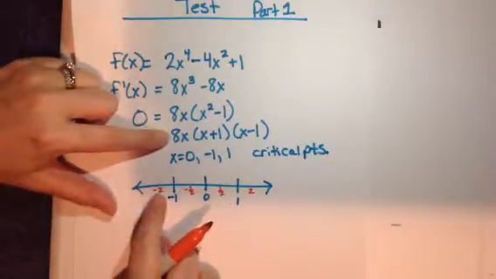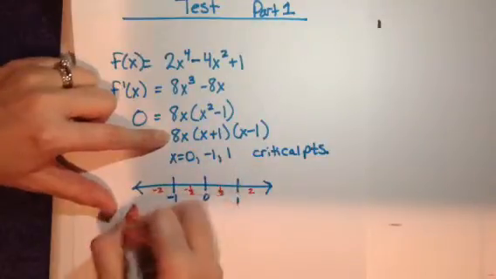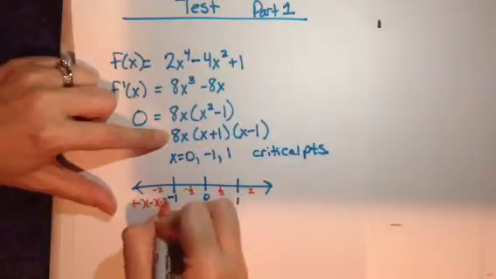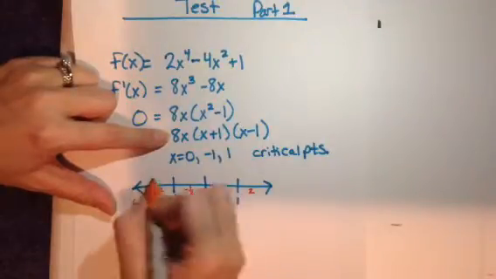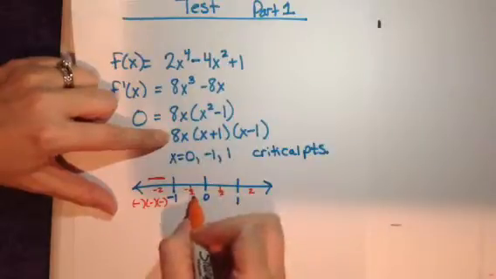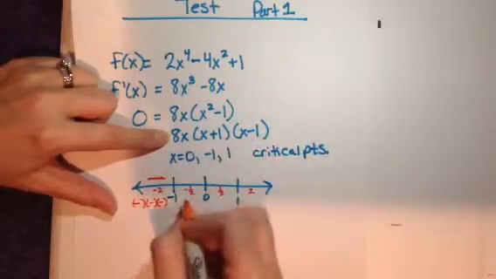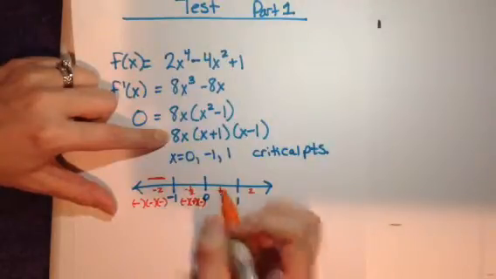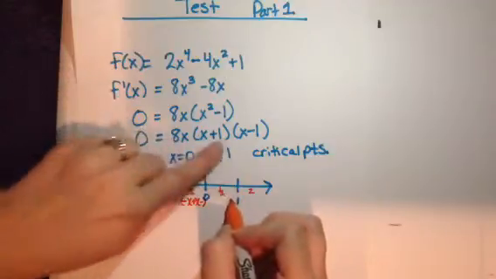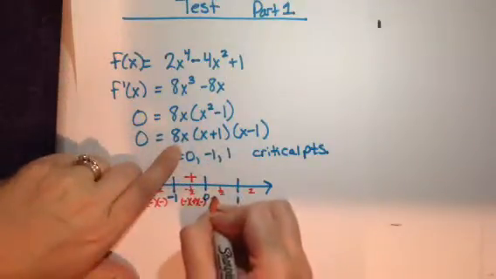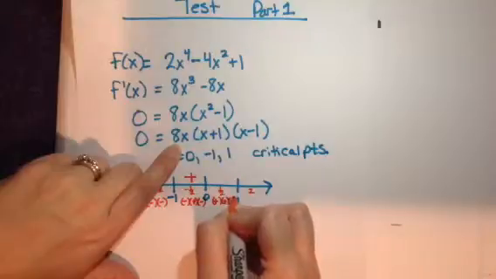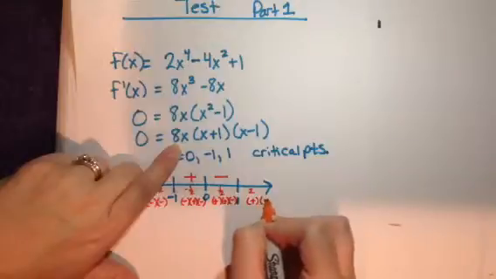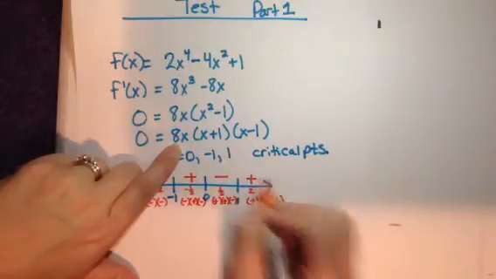If I plug negative 2 into this, that would be a negative times a negative times a negative, and that's going to be an overall negative. If I put negative 1/2 in here, that would be a negative times a positive times a negative, which would be a positive. If I put a positive 1/2 in here, that would be a positive times a negative, which would be a negative. If I put 2 into here, that would be plus, plus, plus, which is a positive.